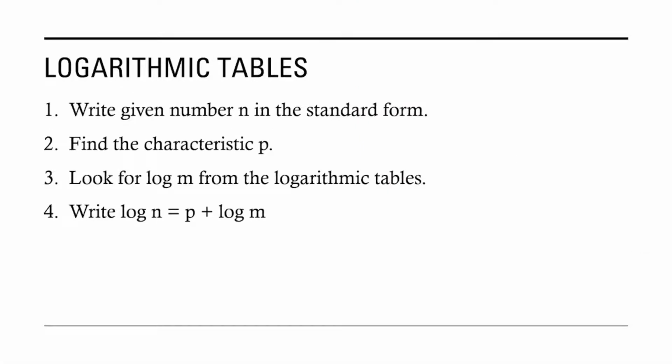So in my previous video I have discussed how to use log tables. The first step is we have to write the given number n in the standard form. Then we have to find the characteristic p. Then look for log m from the log tables and write log n is equal to p plus log m. Now what is characteristic p? Then what is mantissa, which is log m? All these I have discussed in my previous video.